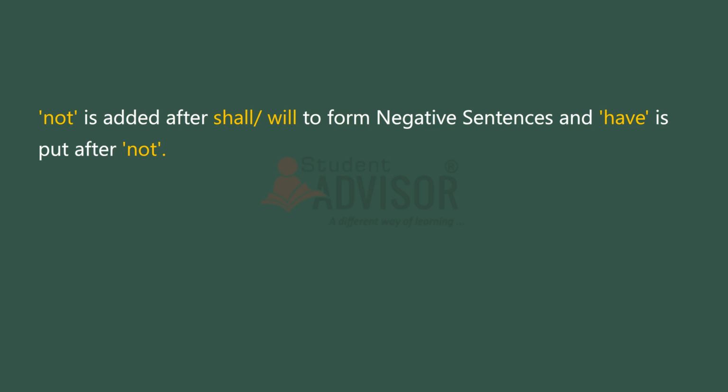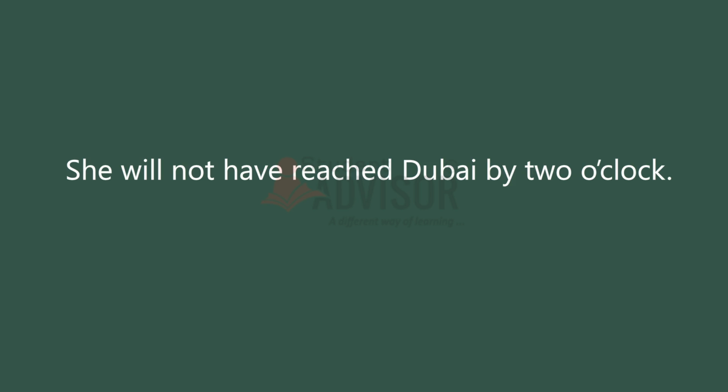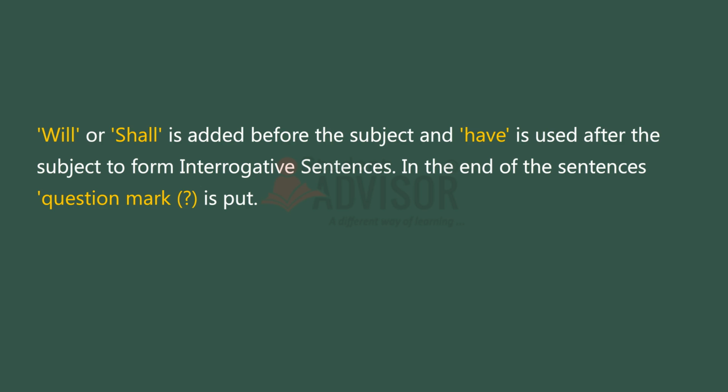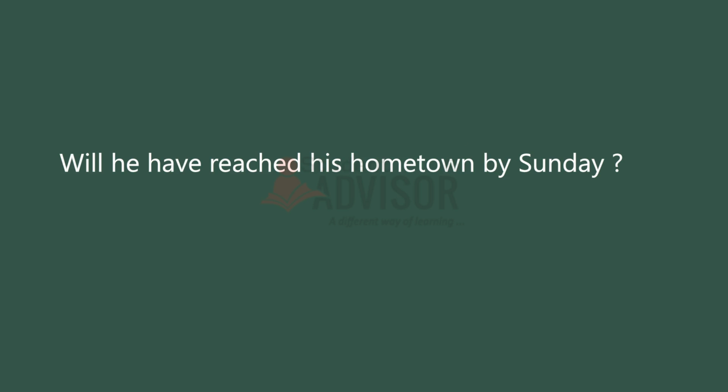Not is added after shall or will to form negative sentences, and have is put after not, like she will not have reached Dubai by 2 o'clock. Will or shall is added before the subject, and have is used after the subject to form interrogative sentences. In the end of the sentences, question mark is put, like will he have reached his hometown before Sunday?